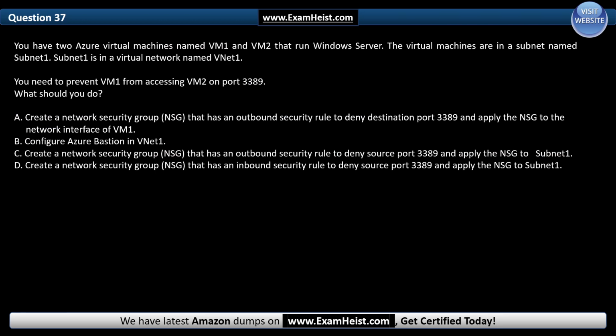Question 37. You have 2 Azure virtual machines named VM1 and VM2 that run Windows Server. The virtual machines are in a subnet named Subnet1. Subnet1 is in a virtual network named VNet1. You need to prevent VM1 from accessing VM2 on port 3389. What should you do?